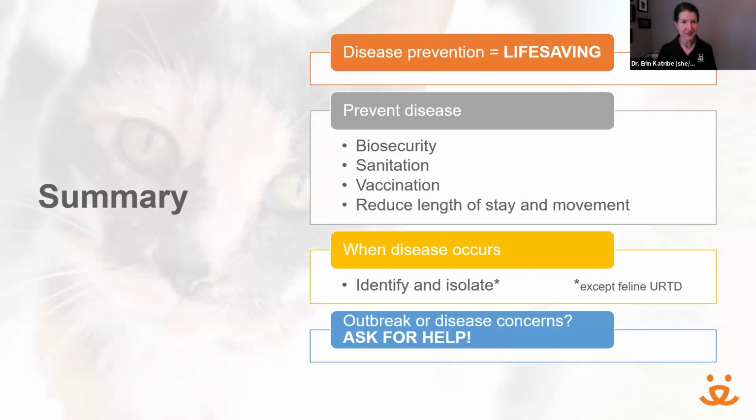Disease prevention is life-saving. We can prevent disease with biosecurity, with sanitation, vaccination strategies, reducing length of stay, reducing movement. When you have disease, identify and isolate, except for upper respiratory tract disease. Happy to dig into that more if we need to.